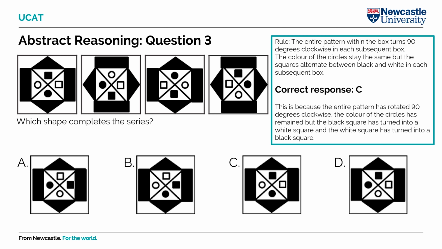Now the answer for this question is C. So the rule for this one is quite difficult. I think I would do this by building it up. So what we'd be looking for would be this outer shape to be horizontal. Unfortunately, that doesn't really help us because all of these are horizontal. But the rule is the entire bottom pattern within the box turns 90 degrees clockwise, and in each subsequent box, the colour of the circle stays the same, but the squares alternate between black and white in each subsequent box.